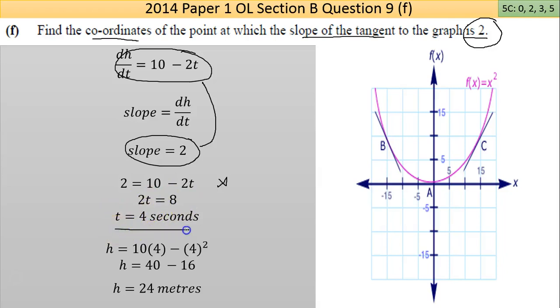Now that's the time, that's the x coordinate. I need the y coordinate. So 10 times 4 is 40, minus 4 squared. I'm putting the 4 seconds into the original equation to find the height. Put it into the calculation and I get 24 meters. So (4, 24) is the coordinate. And I probably should have put it in coordinate form and declared that as my answer, just to be neat. Sorry for messing up the screen, but that should be F. Okay, that's the end of question 9.